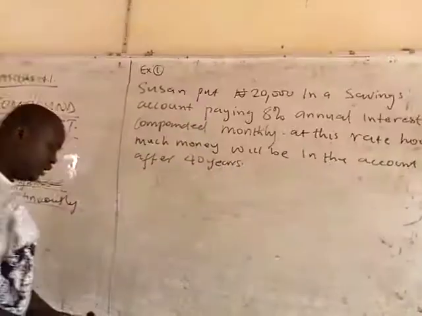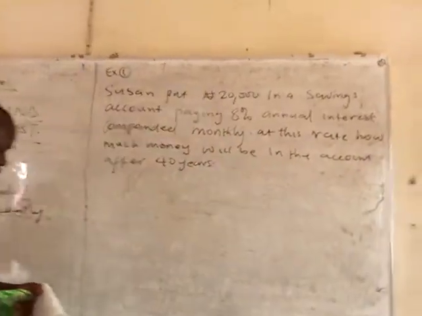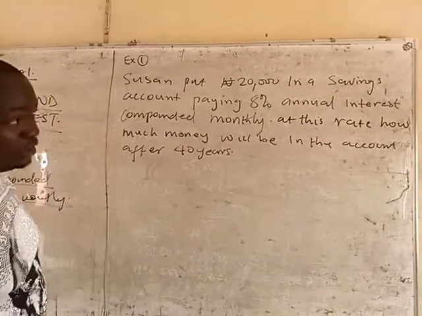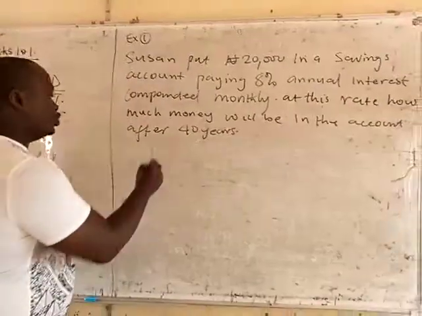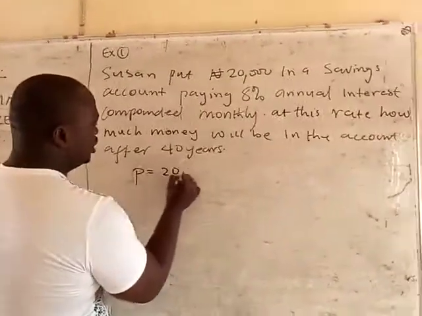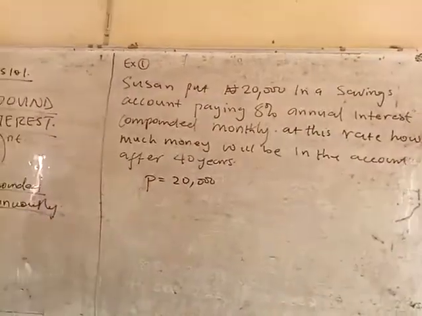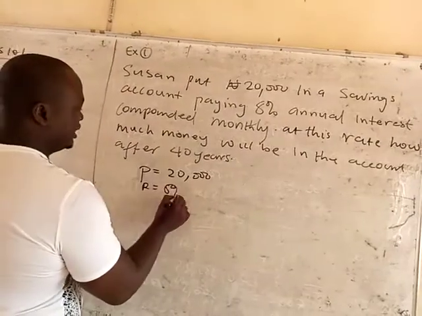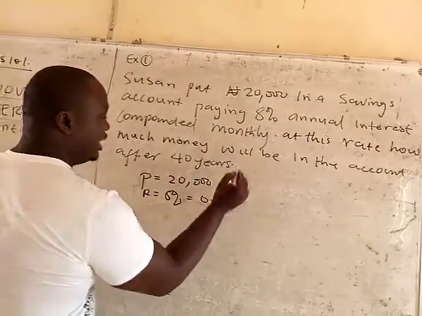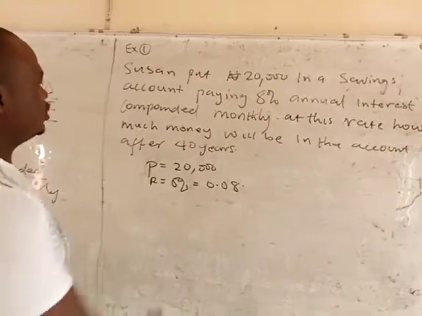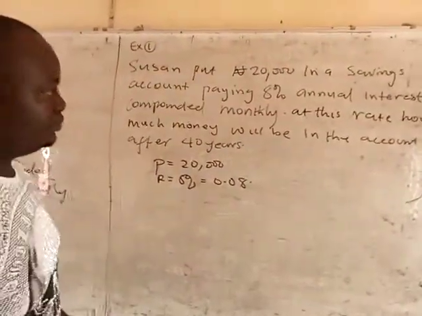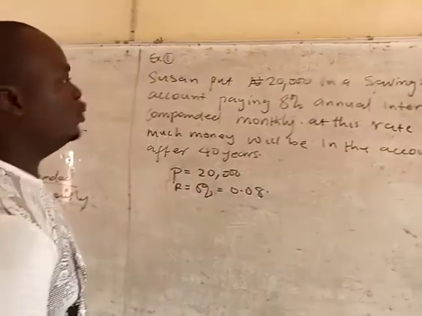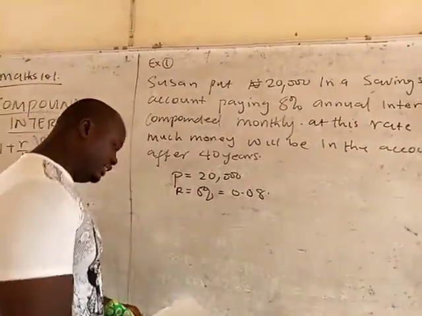You have a question on the board, you can see it. Susan put 20,000 in a saving account. The money she had at hand was 20,000, so P is 20,000. Paying at 8%, so your rate is 8%, which is 0.08. Compounded monthly. At this rate, how much money will be in her account after 40 years?